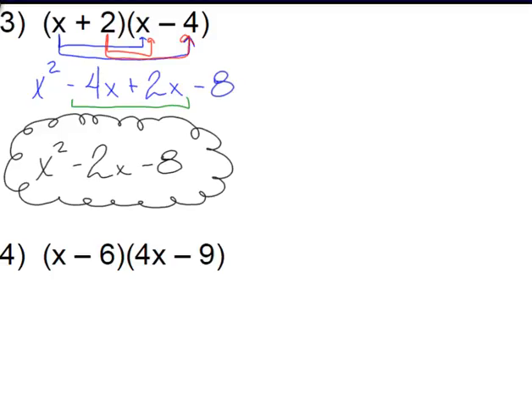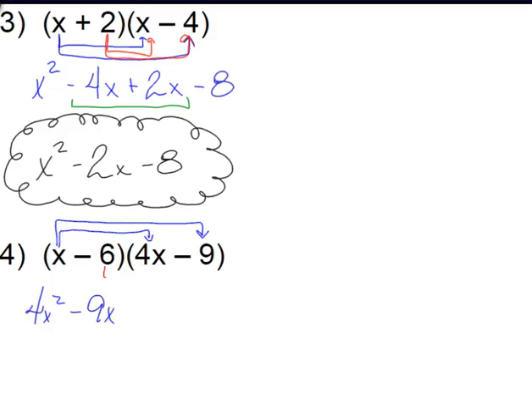For example 4, still the same process. Process has not changed. The first one gets distributed into each of these, into the second parentheses. So x times 4x gives me 4x squared. X times a negative 9 is a negative 9x.